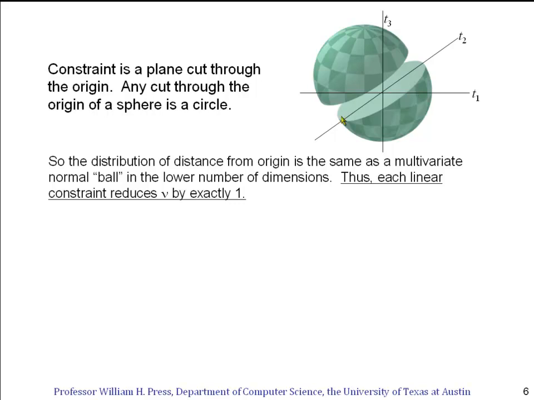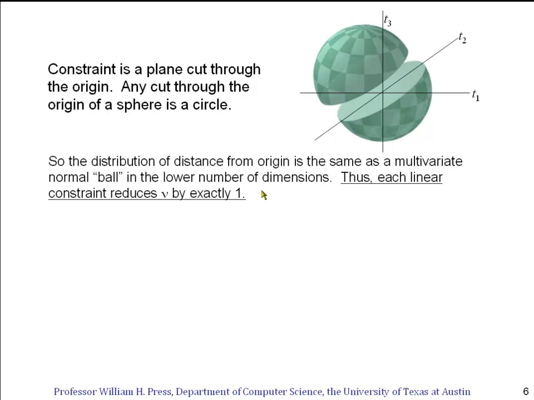And if we constrain from a ball, a sum of n t_i squareds, to a cut through the origin, which is in one less dimension, that would be the sum of n minus 1 t_i squareds, or at least a rotation of such. But since it's a ball, the rotation in this space doesn't change anything. So thus we learn that each linear constraint on the measured data reduces the number of degrees of freedom, the argument of the chi-square function, by exactly 1.